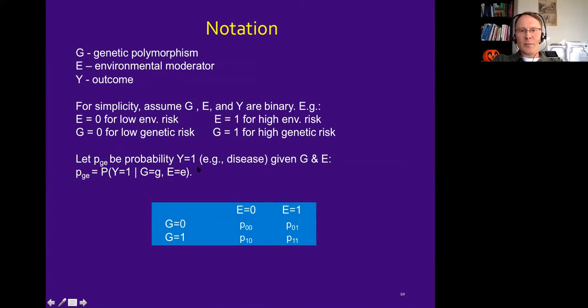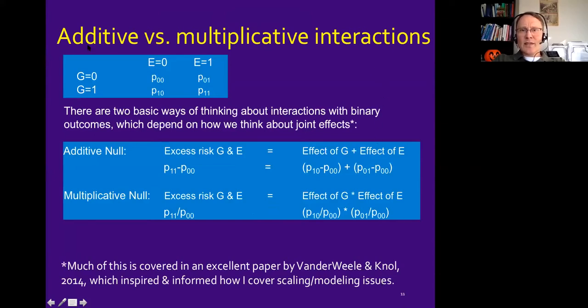And we'll call PGE the probability that Y is 1. We'll call Y the disease: when Y is 1, you have the disease, when Y is 0, you don't. So PGE is equal to the probability of disease given the genotype and the environment. And these are the probabilities down here. In this way of doing it, where everything is binary, we can talk about additive or multiplicative interactions. These generalize to when everything isn't dichotomous, where, for example, Y is continuous. You can also talk about additive and multiplicative, but I think it's easy to begin this way. There are two basic ways of thinking about what an interaction means with binary outcomes, and it really depends on how we're modeling the joint effects.